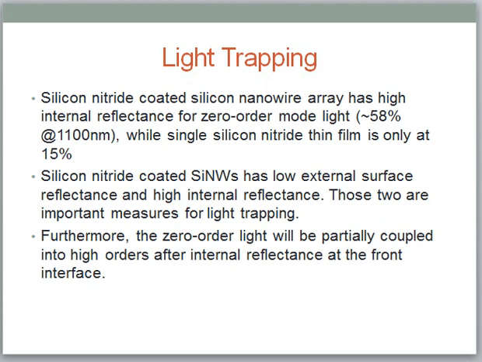Furthermore, the zero-order light will be partially coupled into high orders after internal reflectance at the front interface, which means that after it's been coupled, there is more light for the silicon nitride coated silicon nanowire array to use. So when you look at everything together, silicon nitride coated silicon nanowire arrays actually perform better than the single silicon nitride thin film.